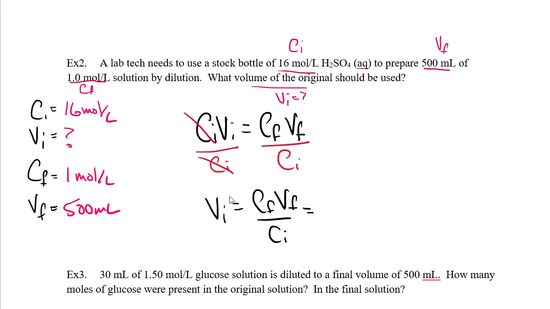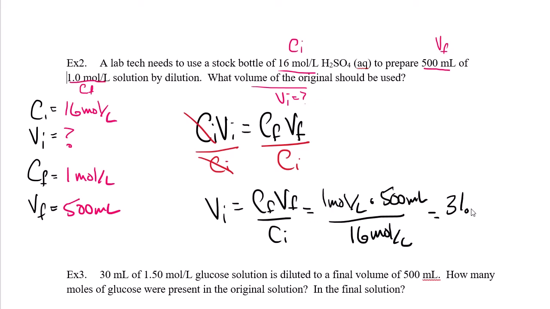So now I can plug in. My CF was 1 mole per liter. My VF was 500 milliliters. And my CI was 16 moles per liter. So when I multiply these out, divide by 16, I get 31.25. Now the units here, I've got moles per liter divided by moles per liter, so those cancel. The unit that's left is going to be milliliters, so it doesn't come out in liters. I plugged in milliliters as a volume unit, so I get milliliters out.